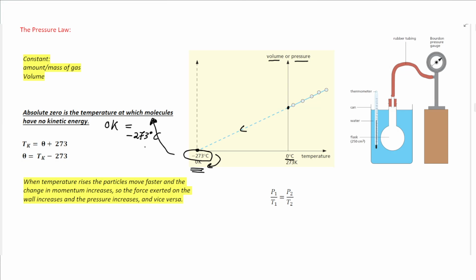To convert from temperature in Celsius to Kelvin, you need to add 273. And you do the reverse to convert from Kelvin to Celsius. If you want the temperature in Celsius, you subtract 273. Now, if you draw the graph of pressure against temperature in Kelvin, you will find that it is a directly proportional relationship, or P1 over T1 is equal to P2 over T2, but temperature must be in Kelvin, not in Celsius.